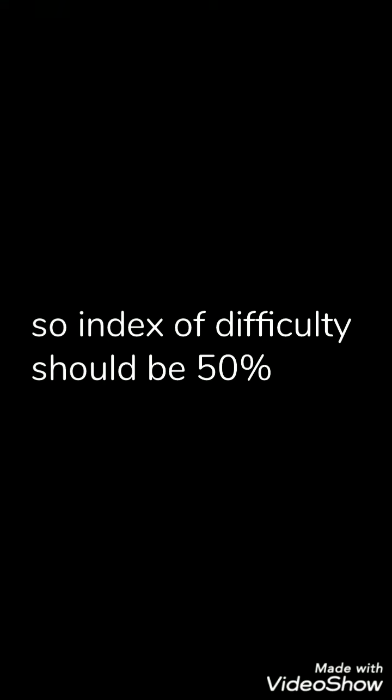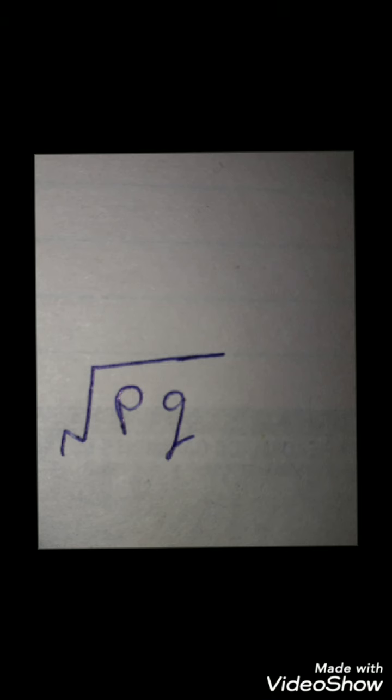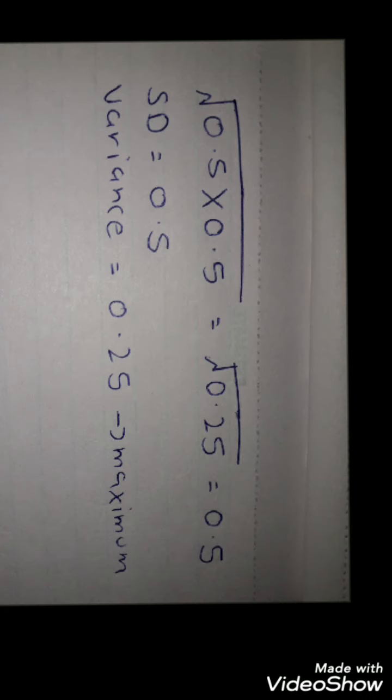Here is a little calculation which proves the highest variance. We know that variance is equal to the square of the standard deviation. The formula of standard deviation is the square root of PQ, where P is the proportion passing an item and Q is the proportion failing an item. Here both are 0.5. So by the calculation, the variance comes out to be 0.25, which is the highest at 0.5.